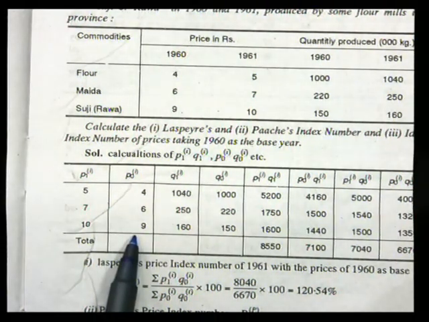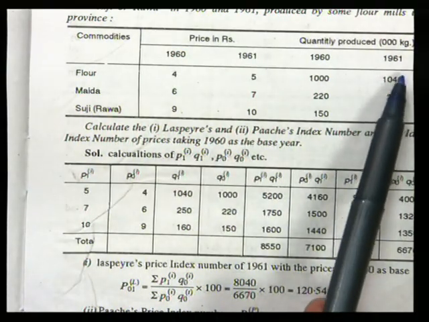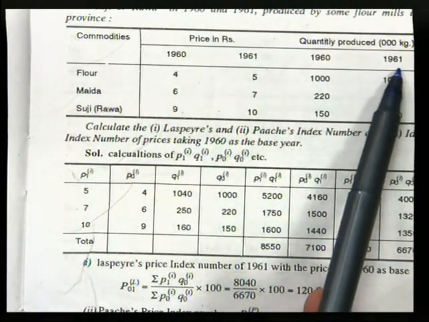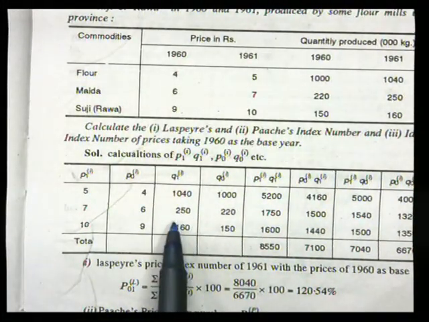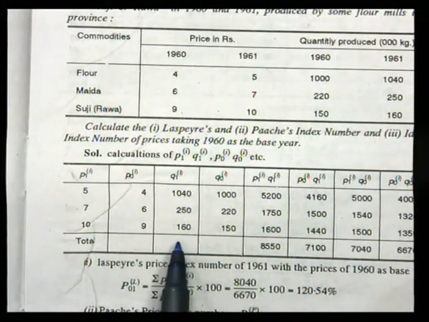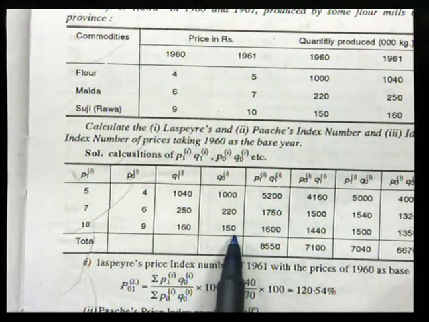Similarly, we find out Q1. What is Q1? Quantity for the current year. Current year is what? 1961. That is quantity is 1040, 250, 160. Then Q0, so 1000, 220 and 150.